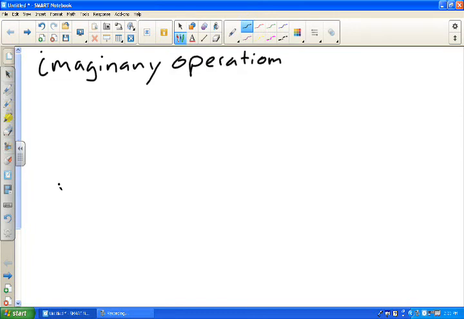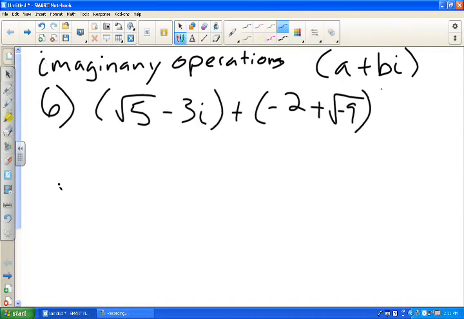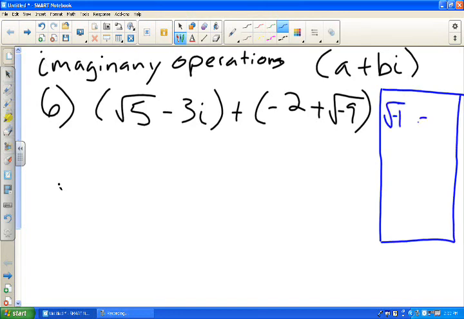Okay, today we're going to talk about imaginary numbers and operations of imaginary numbers. Our first example here, notice that we have a couple of imaginary numbers. Imaginary numbers are ways to represent the square root of -1. The square root of -1 equals i, -1 equals i squared, and negative square root of -1 equals i cubed.